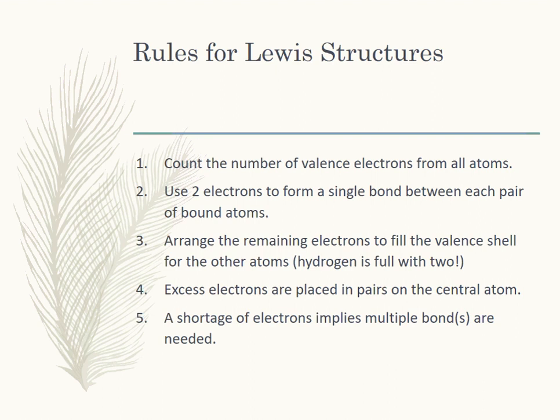The rules for Lewis structures. These are rules we've learned before, so I'll go through them quickly. First, we'll count the number of valence electrons in all the atoms. We'll use 2 electrons to form single bonds and bond singly each atom, and then we will fill remaining electrons on the periphery first to fill their valence shells. Peripheral atoms don't break the octet rule. And of course, hydrogen is happy with 2. Excess electrons are placed on the central atom in pairs. Any shortage of electrons tells you that multiple bonds, like a double or triple bond, may be needed.